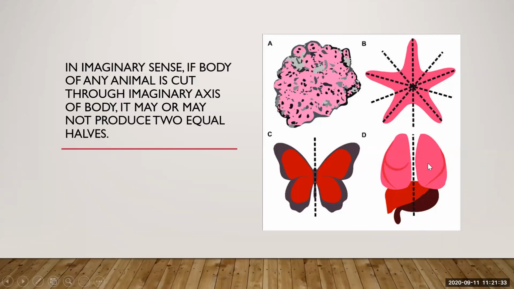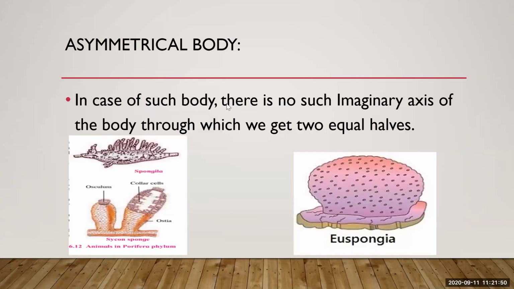Body will cut into two equal halves. But if you talk about this sponge, if you cut in any way, it will not give us two equal halves. So it is an asymmetrical body structure. Sponges have an asymmetrical body structure. See here, in case of such a body, there is no such imaginary axis of the body through which we can get two equal halves.